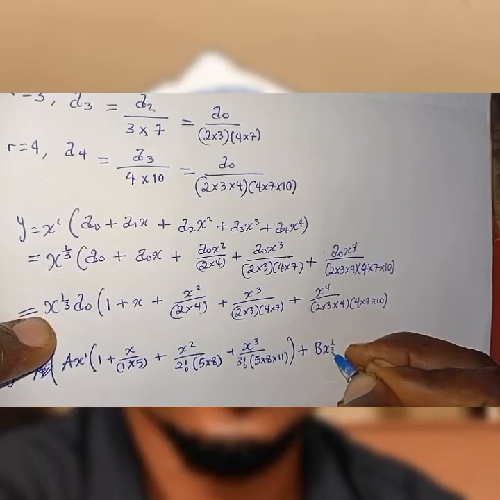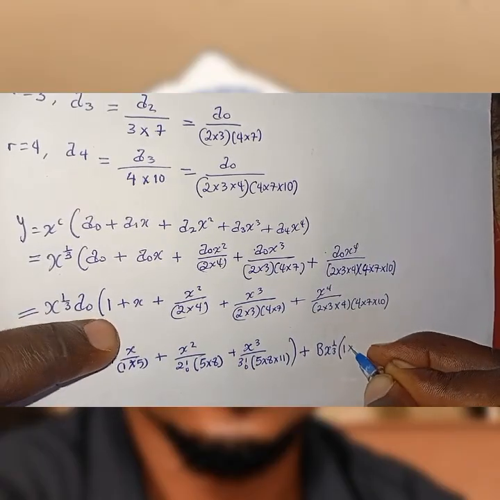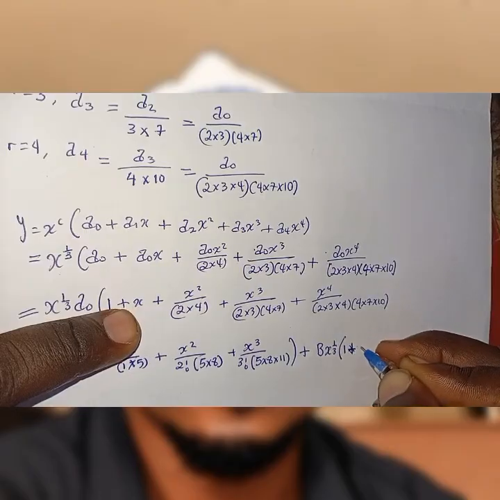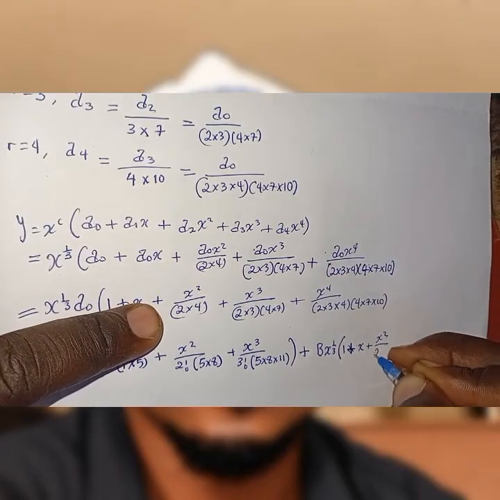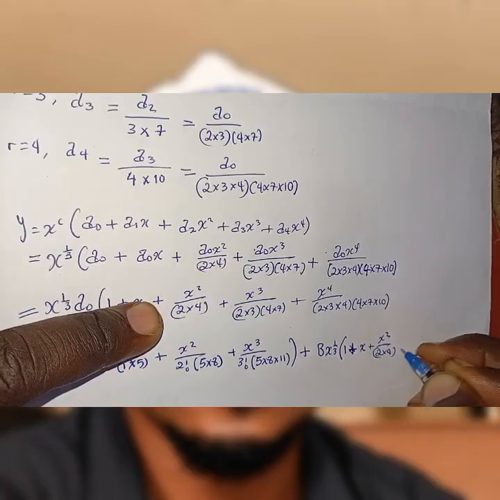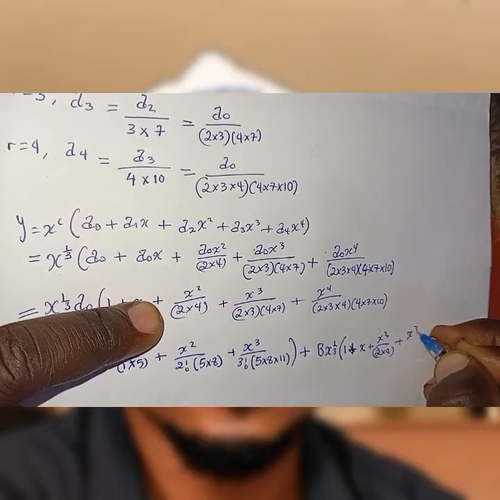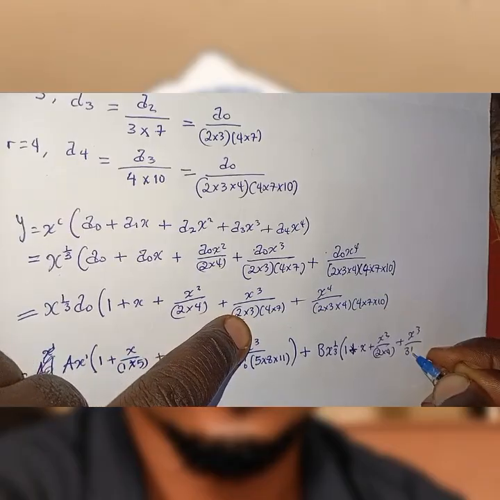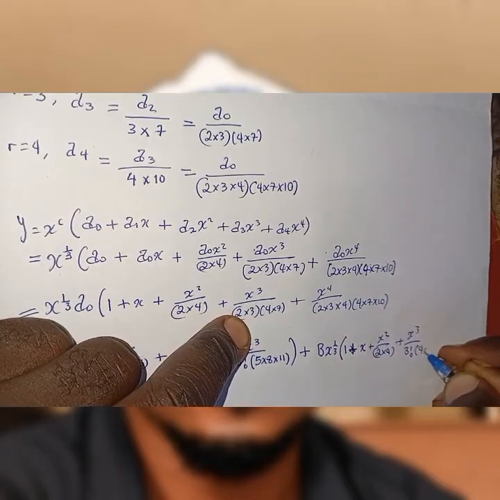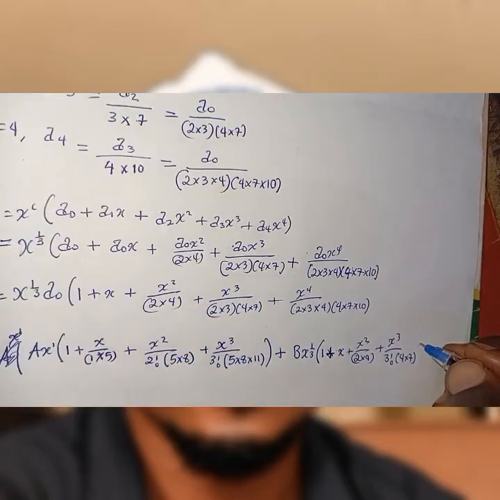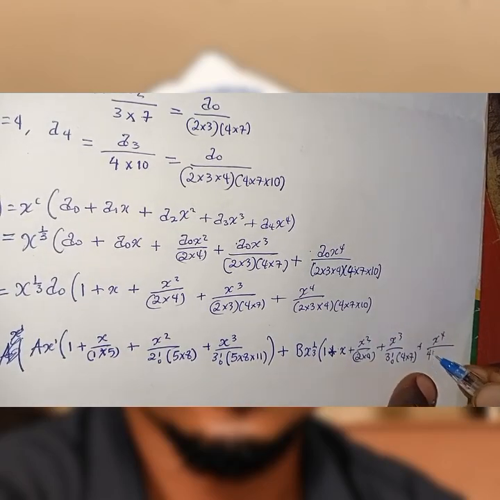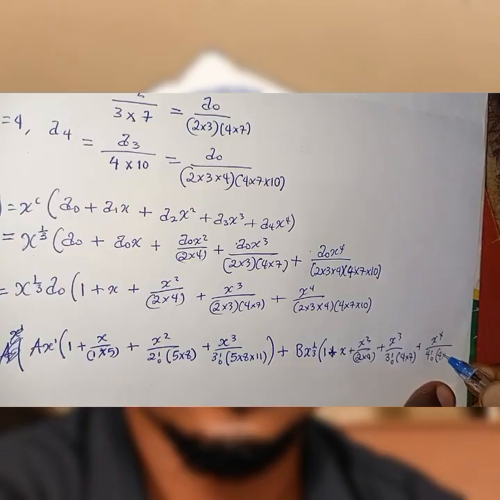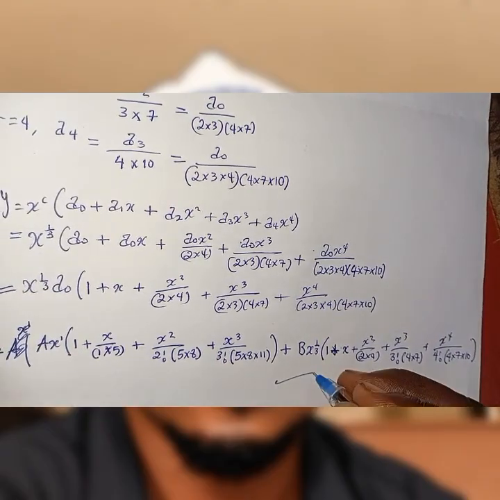x is 1 over 3. So you have 1 times 1 plus x plus x squared over 2 times 4, plus x cubed over, you can call this 3 factorial, 4 times 7. Then plus x to the power 4 over, this can be 4 factorial, over 4 times 7 times 10. Now this is our final answer.